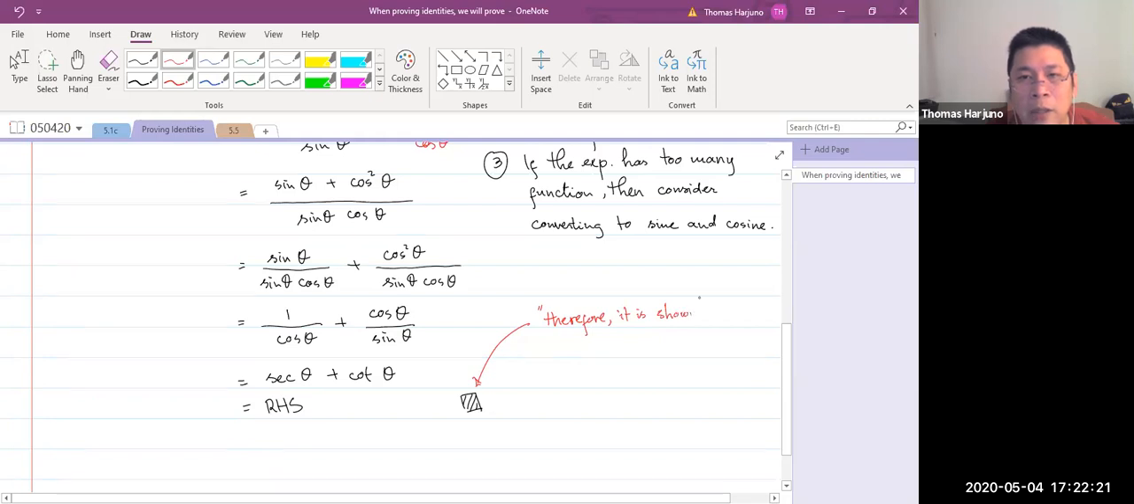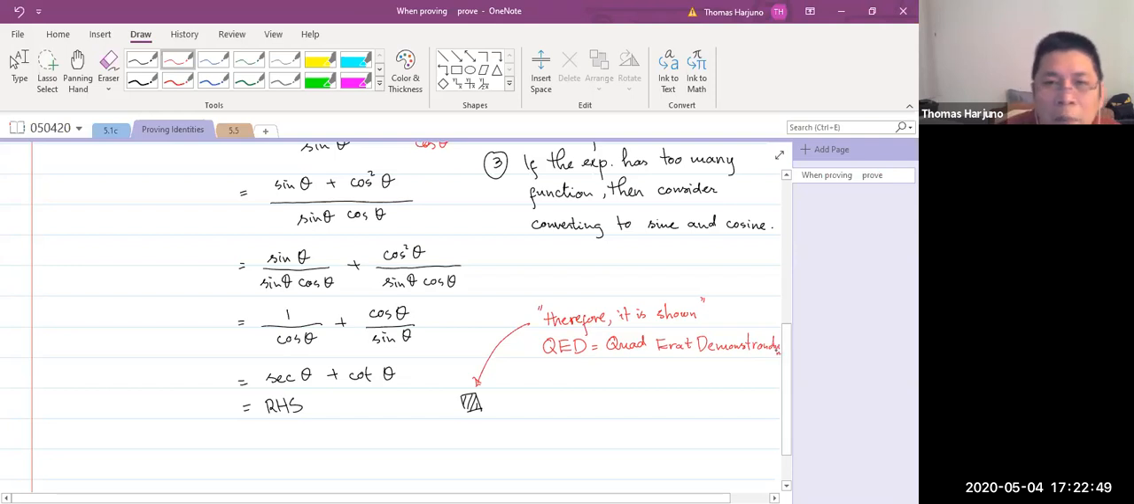In the past, when we didn't use computers, they used the letters QED, which as I remember stands for Quod Erat Demonstrandum. Therefore it is shown. I remember what it stands for, therefore it is shown, but don't quote me on what QED stands for. I think it is, but I may be wrong. Long time not using it.